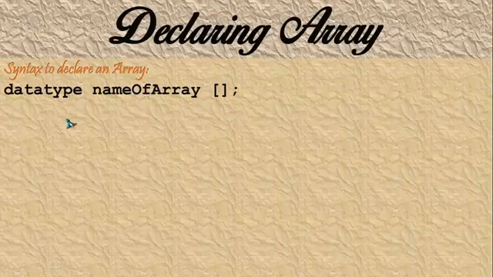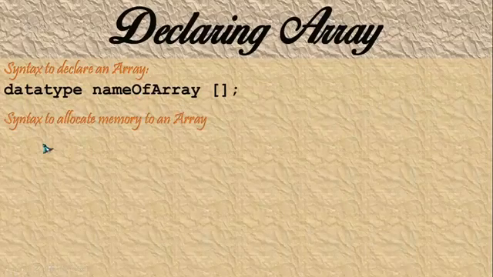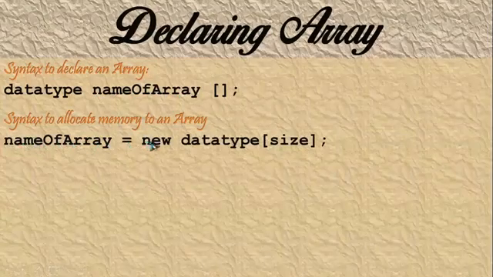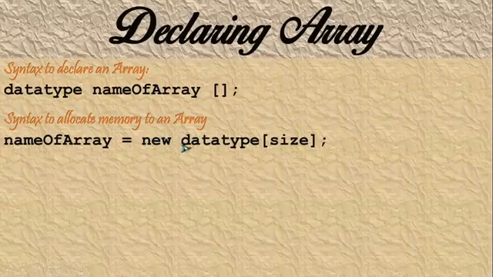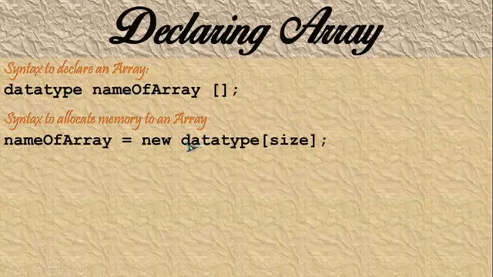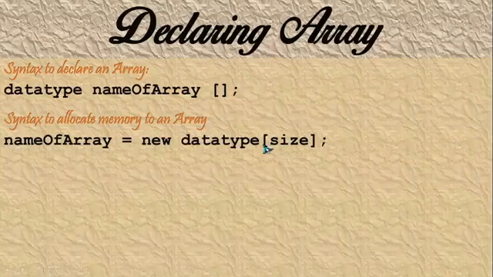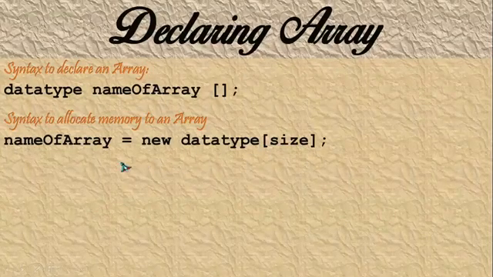To allocate the memory for that array, we have the next step. That is the name of the array, whatever we have given here, is given equal to the new keyword, one space, and then the data type, the same data type which we have used here, and then the size of the array is given. The size of the array means how many elements we are going to store in that particular array. That is also called the length of that array.